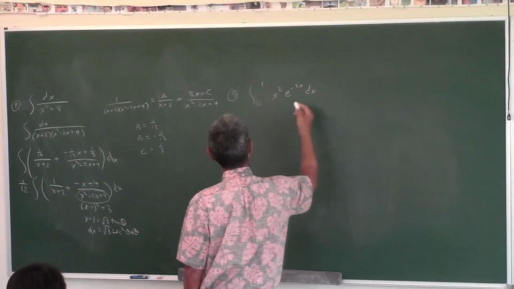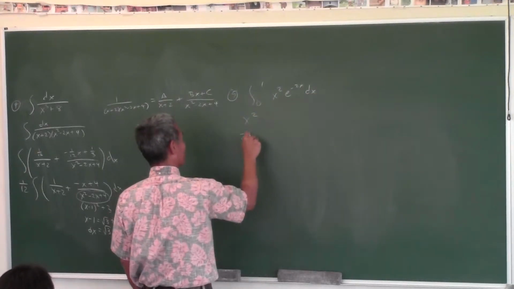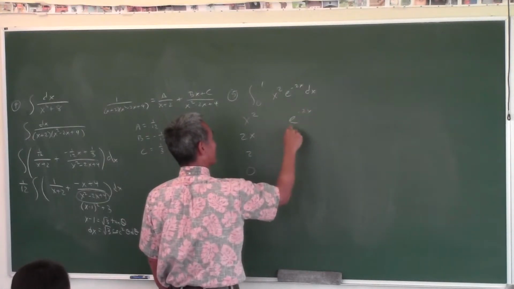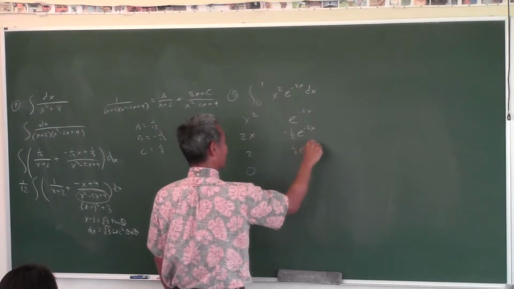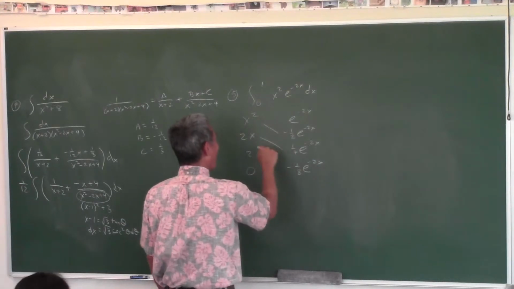The integral from 0 to 1 of x squared e to the negative 2x. As soon as you see this problem, you gotta be thinking, I'm gonna do tabular. X squared, 2x, 2, 0. This one you anti-differentiate, so it'll be negative half e to the negative 2x, then 1/4 e to the negative 2x, then negative 1/8 e to the negative 2x.